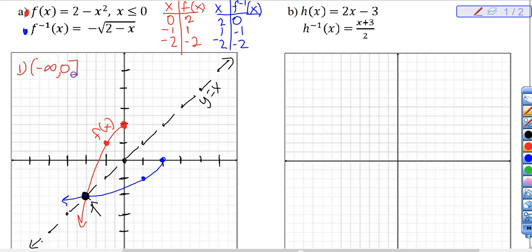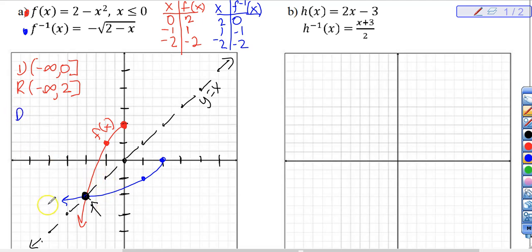Negative infinity to 0 closed. How about our range? Bottom to top. 2. All right. Now, if these are really inverses, in another way, their domains and ranges should switch.